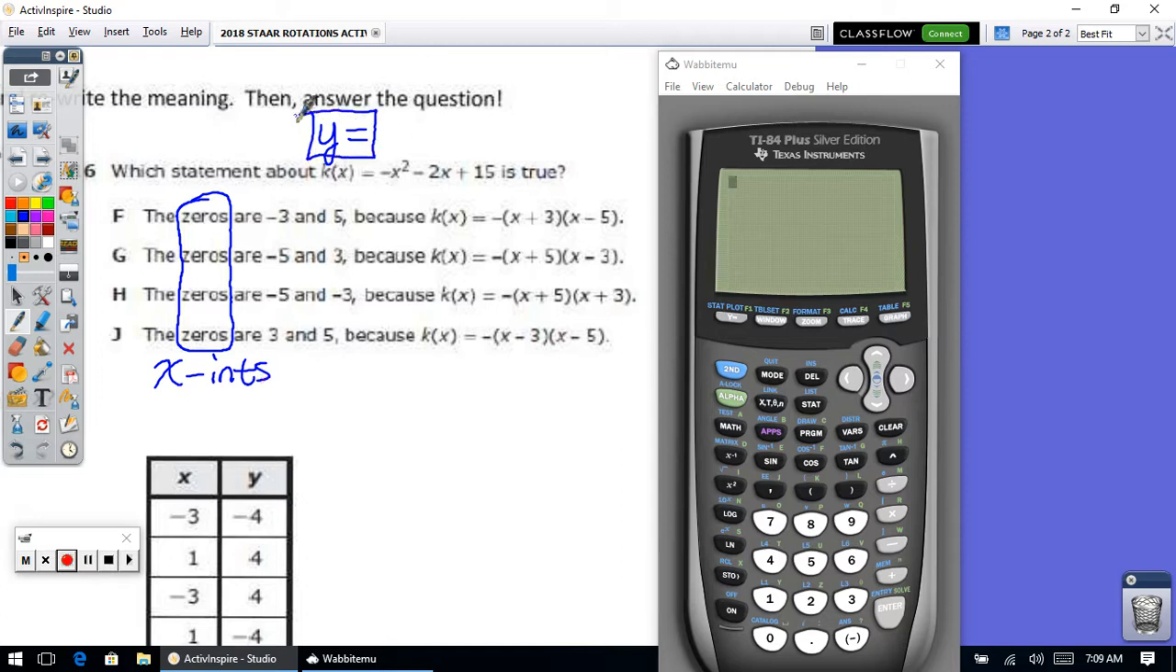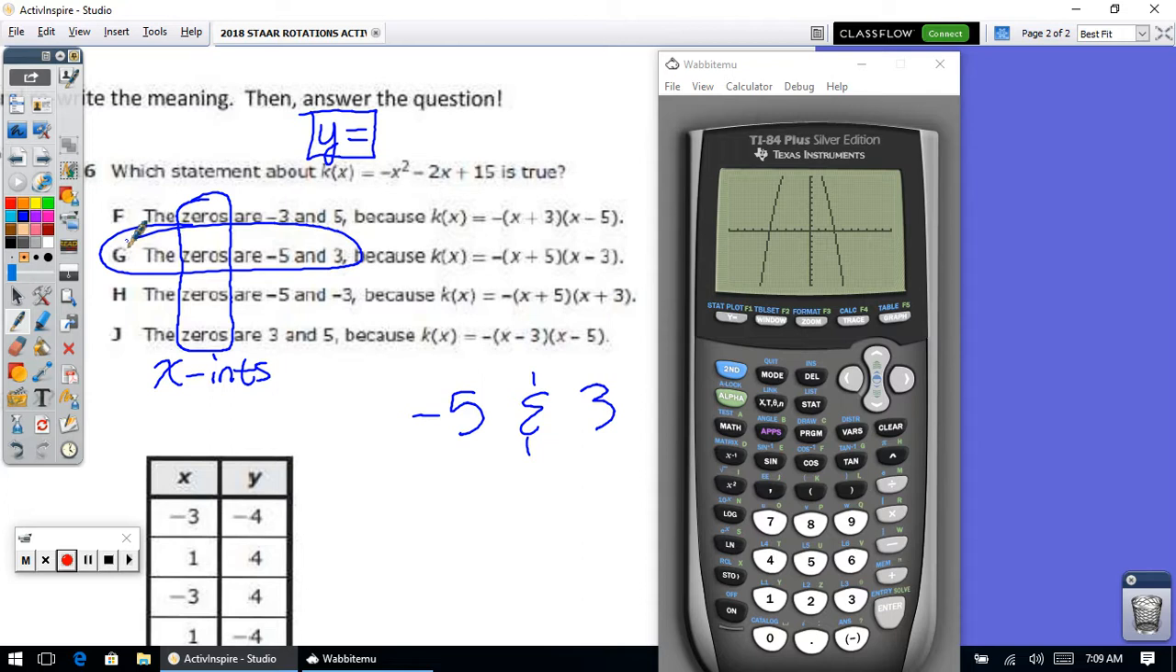So I have an equation that's in y equals. Put it in y equals. We're going to graph it. And let's see which one has x-intercepts. You can see right here it crosses 1, 2, 3, 4 at -5 and 1, 2, 3 at +3. So let's find one that has x-intercepts at -5 and +3. If you look right here, my answer is G.